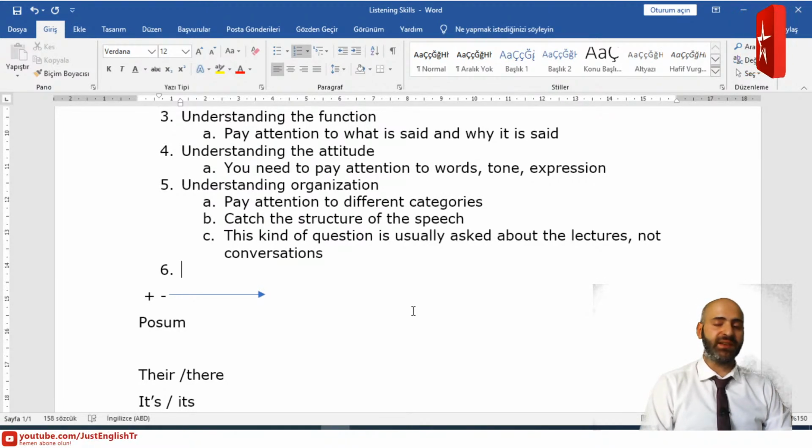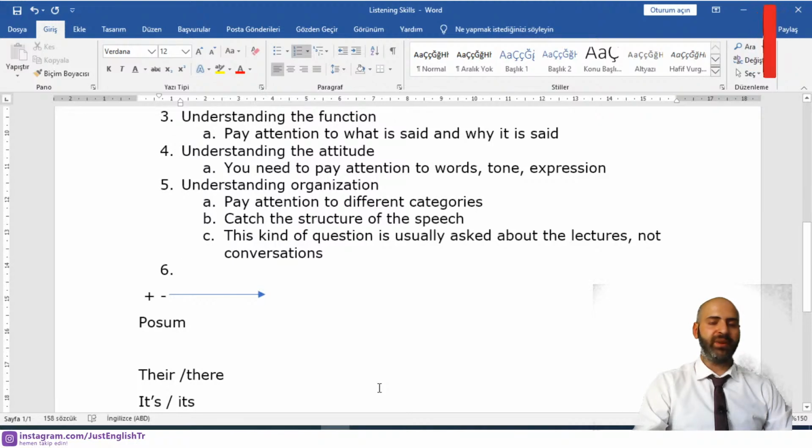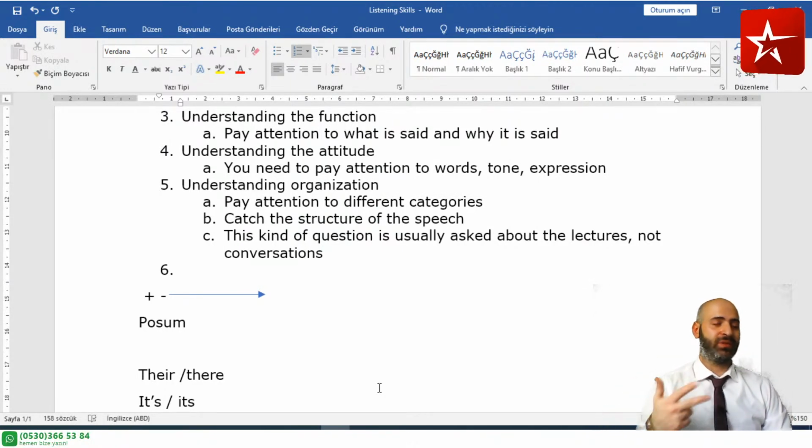Okay, the listening is over. So, guys, the topic of the speech or the lesson was tropism. How many types of tropisms did the professor explain? 1 type, 2, 3, 6.